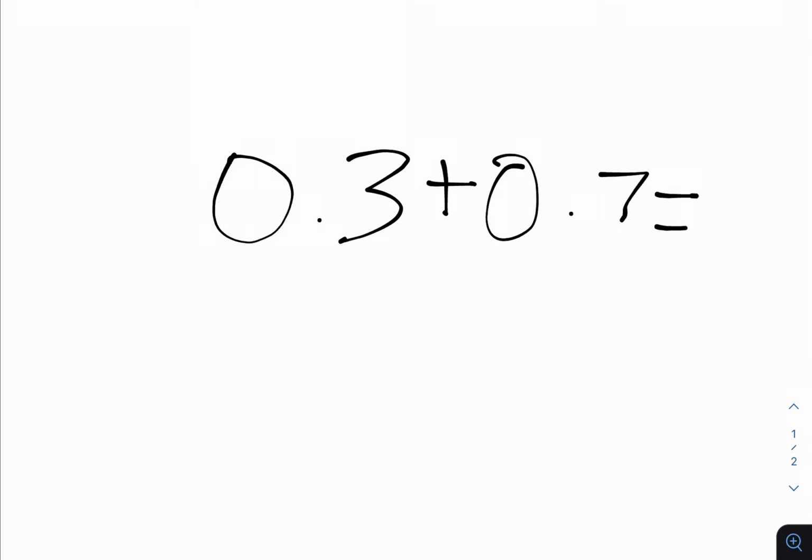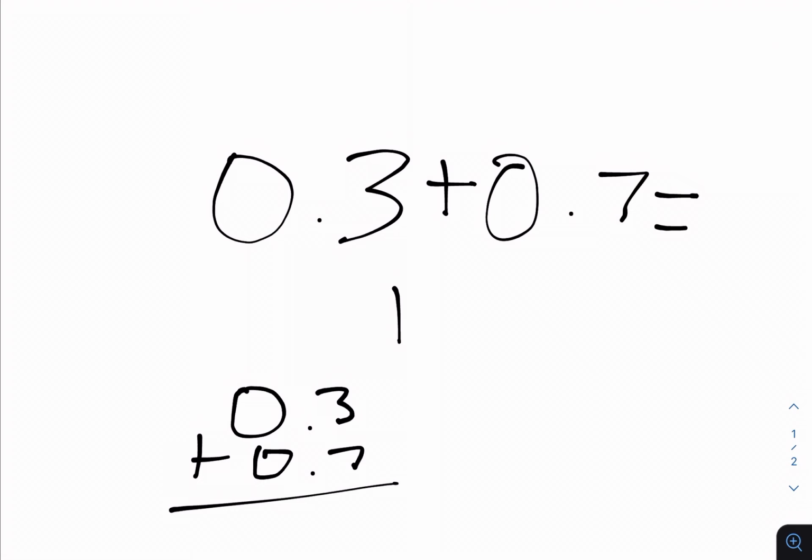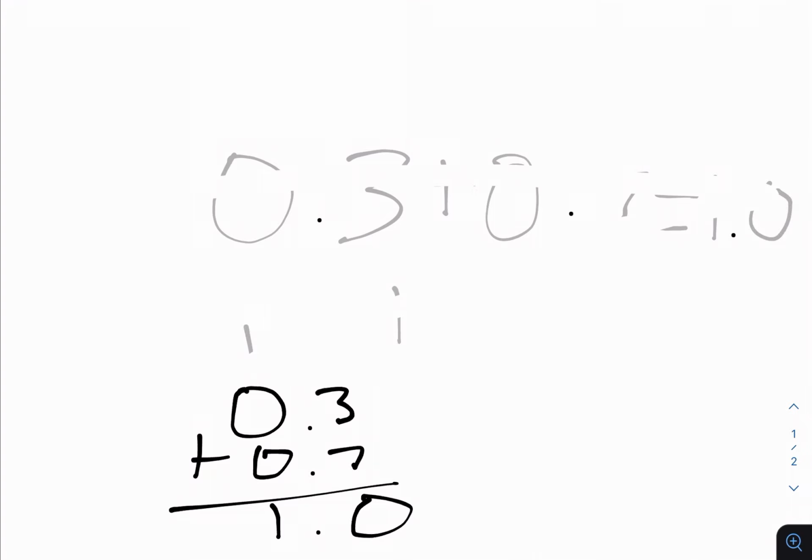Okay, well 0.3 plus 0.7 is just 1, because if you rewrite it like this, 7 plus 3 is 0, you carry the 1 over, 1, and the decimal point is the same, so you just add right here, 1.0. So in this case, both decimals only had a tenths place, which made it easier for us to solve this problem.